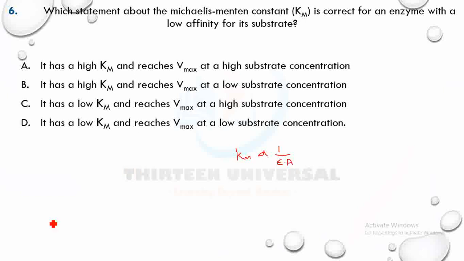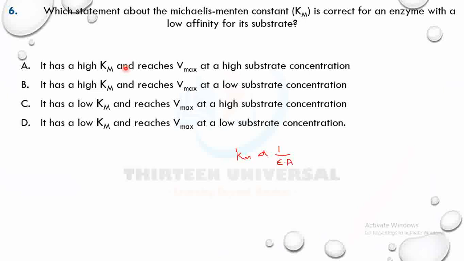So if we have low affinity for the substrate, that means we're going to have high Km. So which option shows high Km? A says has high Km. So A and B are selected, and C and D are eliminated, because if it has low affinity, then Km should be high. Let's examine A and B to find out the answer.